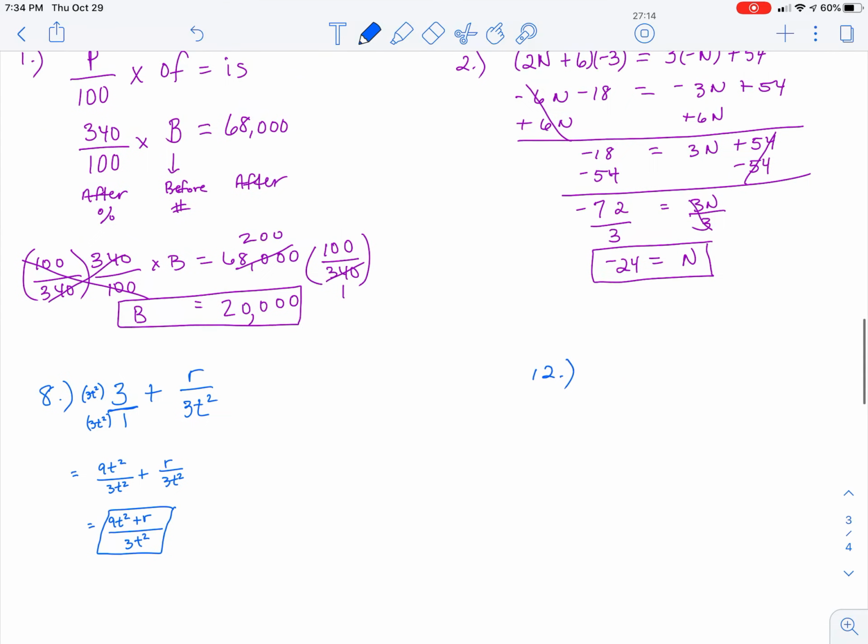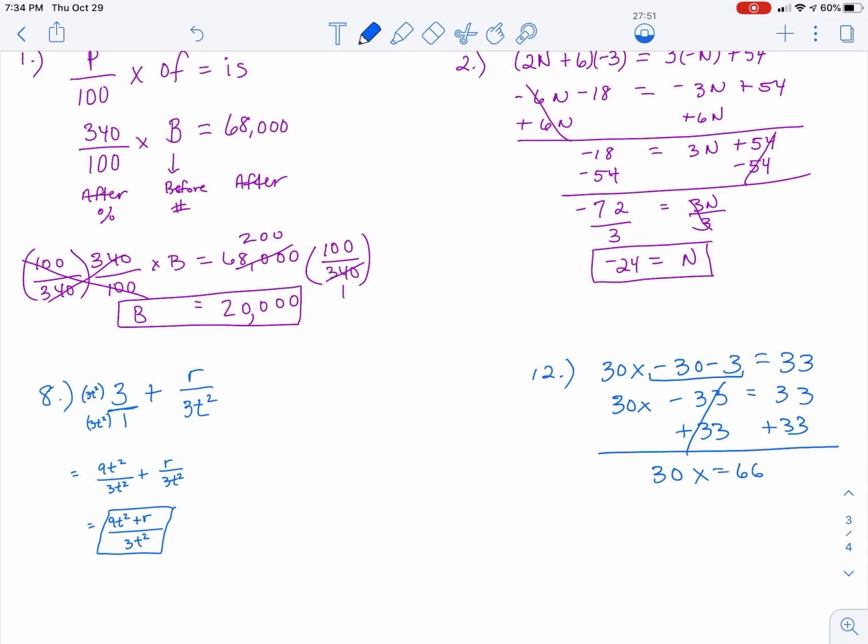Number 12. Okay, so I had 30x minus 30 minus 3 equals 33. So let's do our algebra and put some terms together here. I have 30x is my only x term. I'm going to go ahead and put the negative 30 and then minus 3 together. I'm going to have minus 33 equals 33. And we just keep working this out. Let's add 33 to both sides of our equation to keep it in balance.